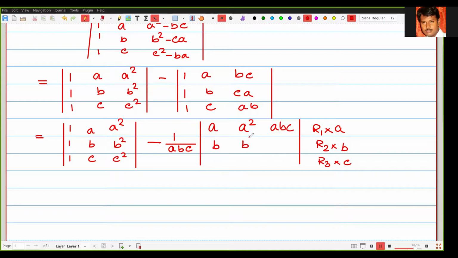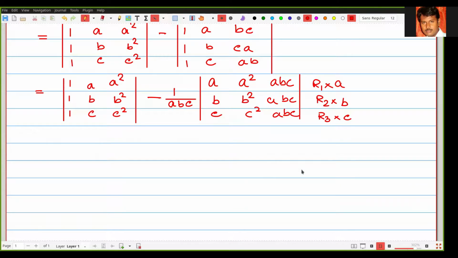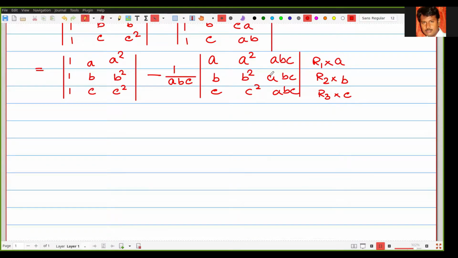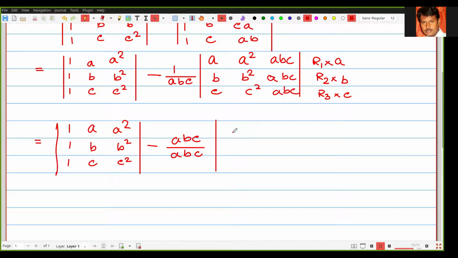Second row is now B, B square, ABC. Third row C, C square, ABC. So we can take common ABC from the third column. The first one is 1, 1, 1, A, B, C, A square, B square, C square, minus, taking common ABC from the third column, then A, B, C, A square, B square, C square, 1, 1, 1.